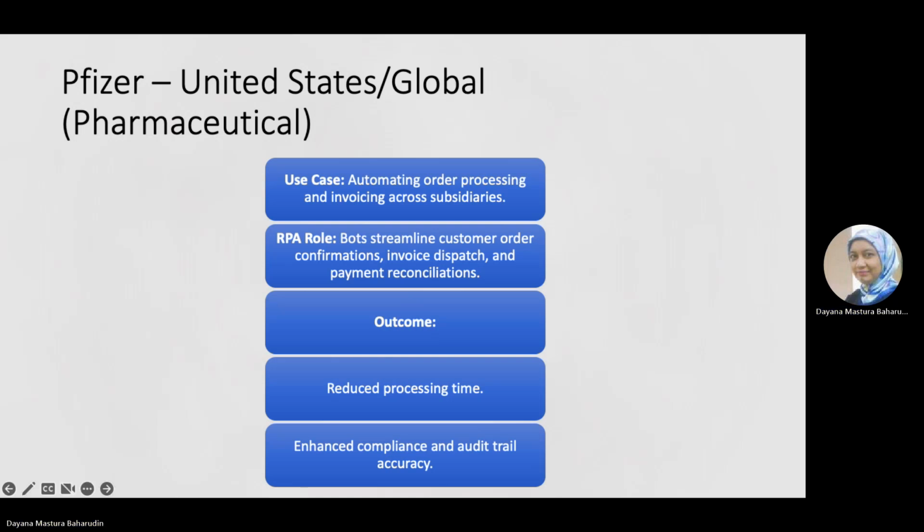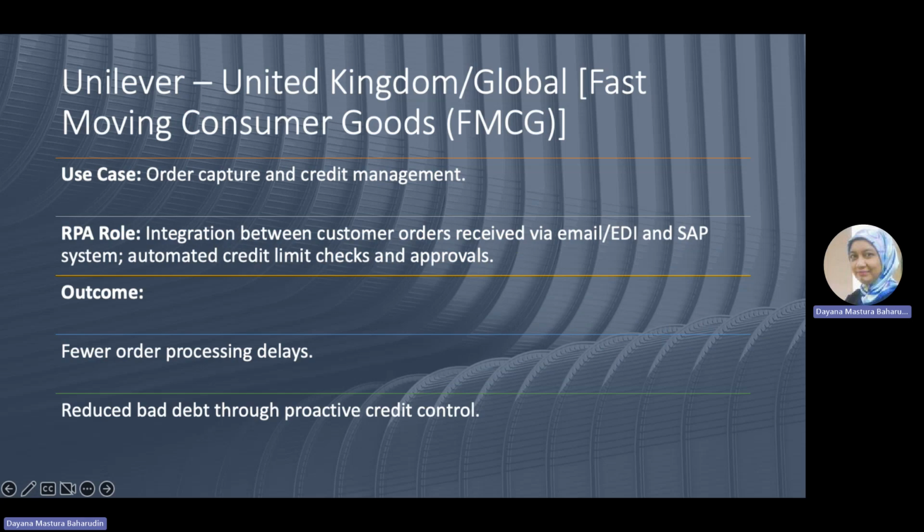Wow, amazing. Unilever, order capture and credit management, integration between customer orders received via email and the SAP system, automated credit limit checks and approvals. So the outcome will be fewer order processing delays and reduced bad debt through proactive credit control.